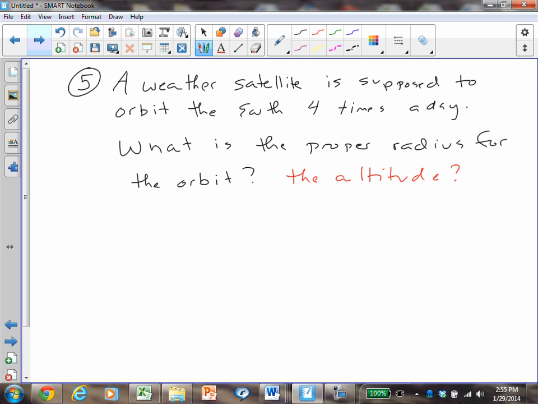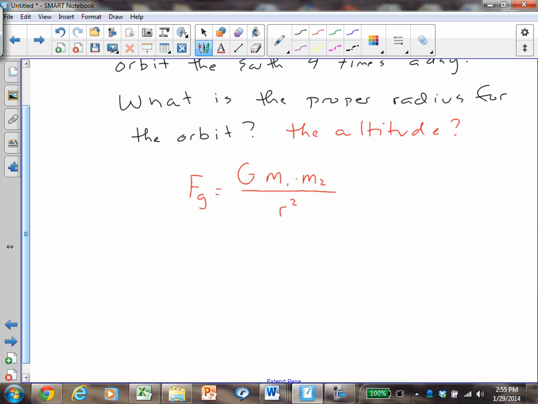So if you look at the equations, if you start with Fg is big G m1 times m2 over r squared, right? But if we look at when something's orbiting Earth, the thing that's keeping it in orbit is the centripetal force, so Fc equals Fg.